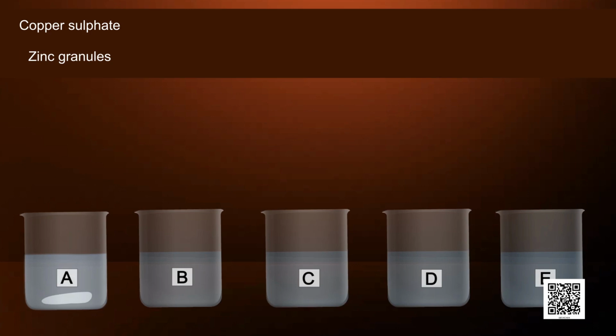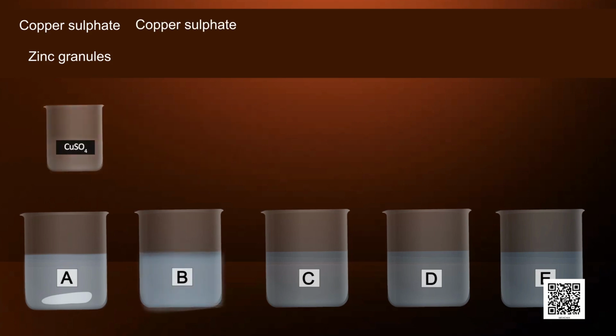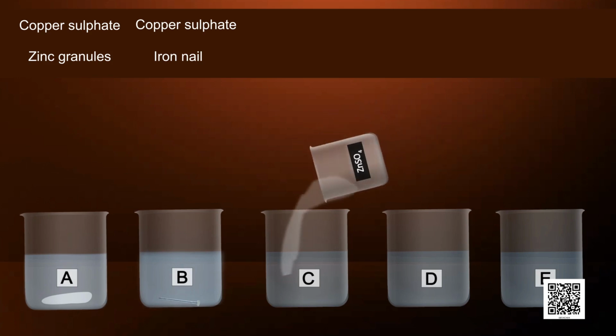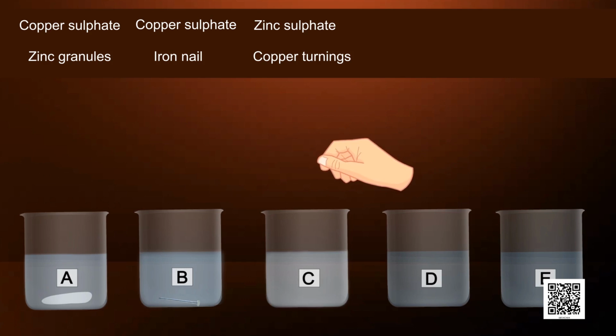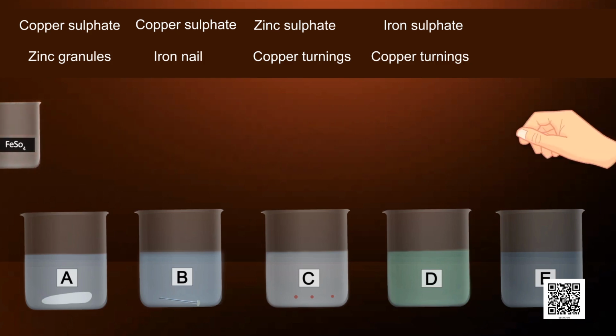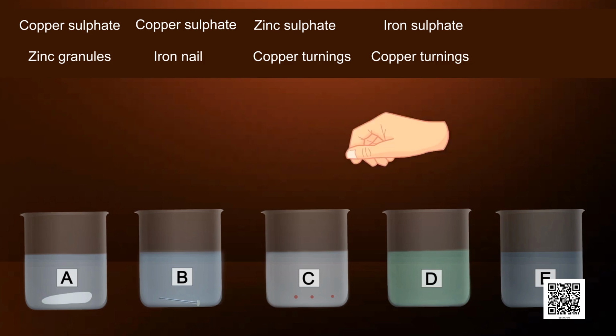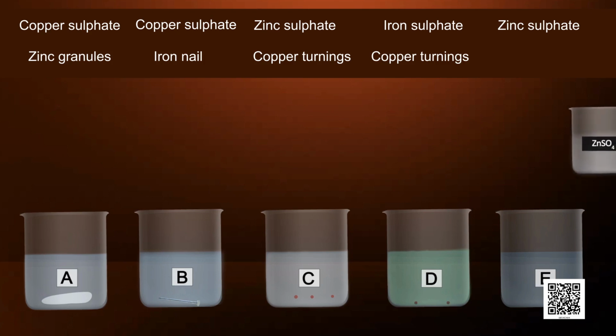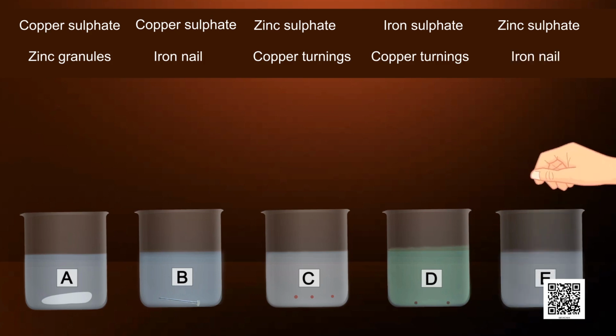In beaker B, we put copper sulfate and an iron nail. In beaker C, we put zinc sulfate and copper turnings. In beaker D, we put iron sulfate and copper turnings, and in beaker E, we put zinc sulfate and an iron nail. Keep these beakers undisturbed for some time.